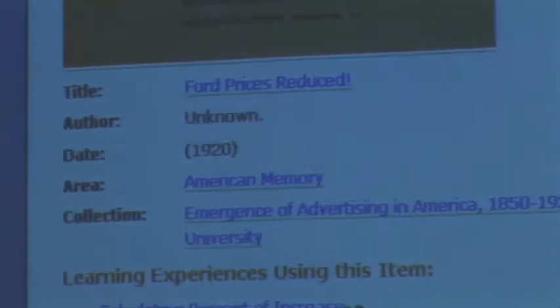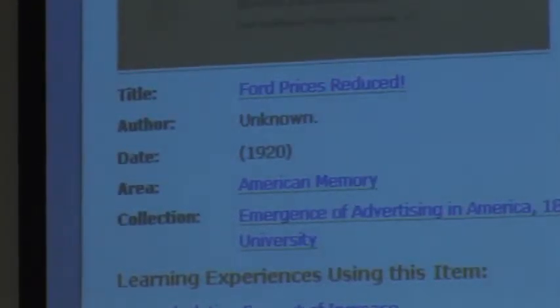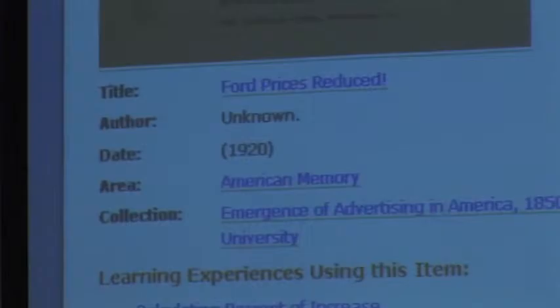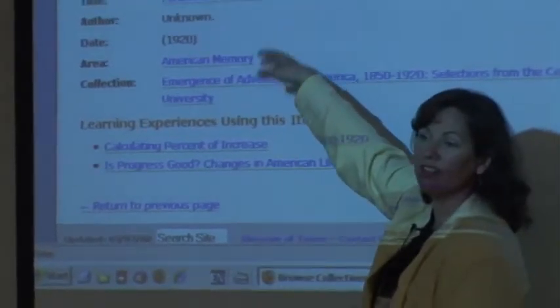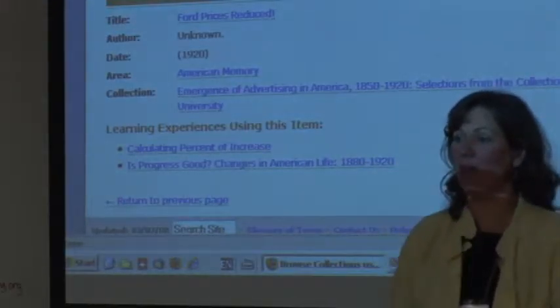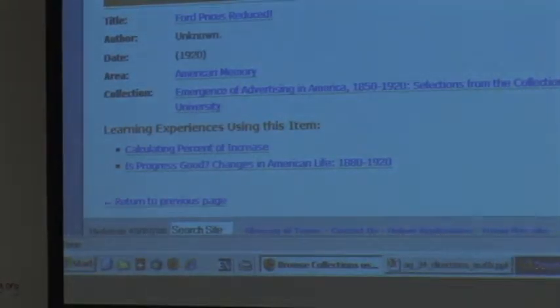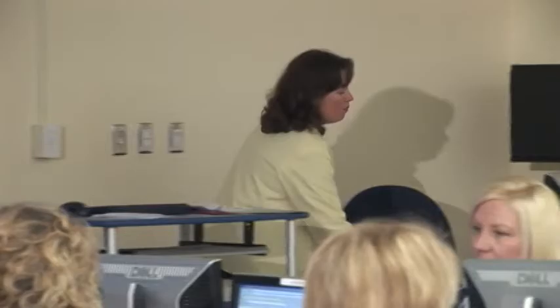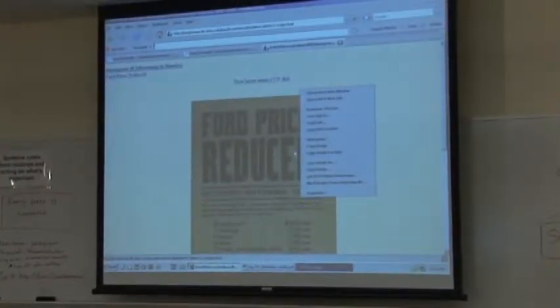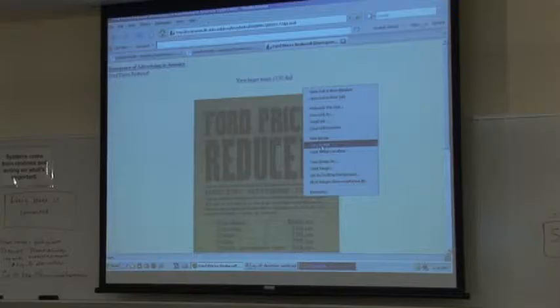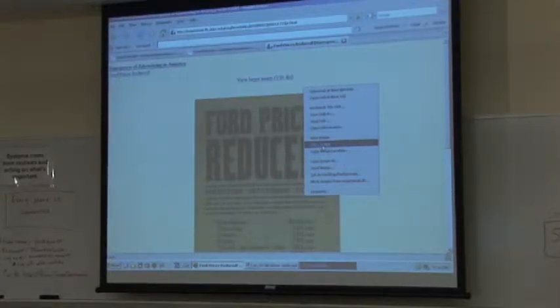Here's the bibliographic information on the item, and this will tell you what learning experiences teachers have used this item in. So there's a learning experience called calculating percent of increase, where someone used this with car sales, I'm sure, looking at the past and today and changes in cost. But this gives me the item. When I click on the item, I'll go to the Library of Congress website, and then I'm going to right-click on my item, and I'm just going to copy the image, because I'm going to insert it into my PowerPoint.